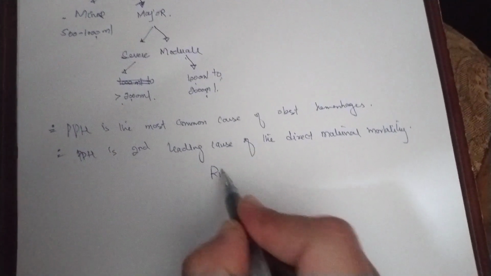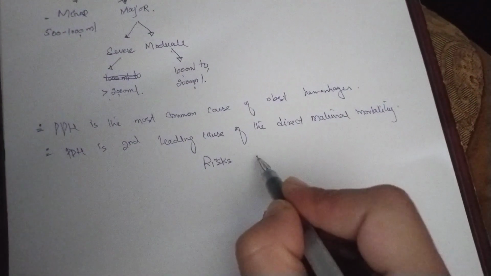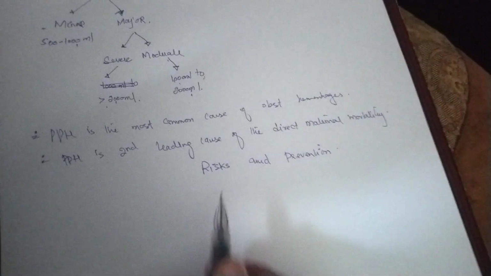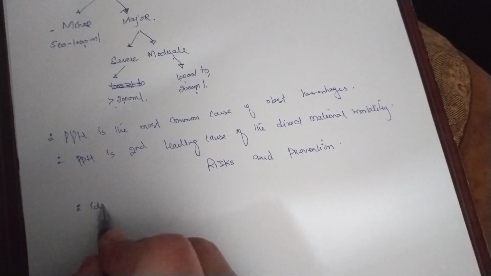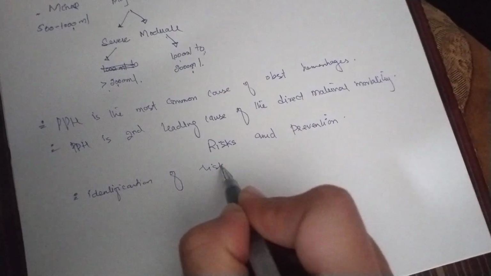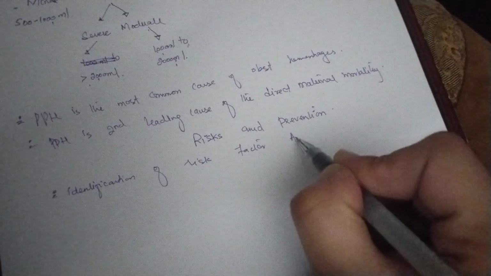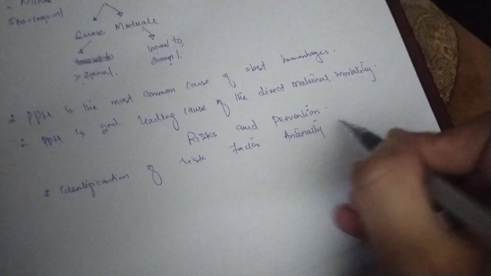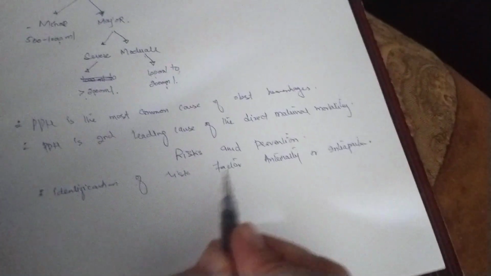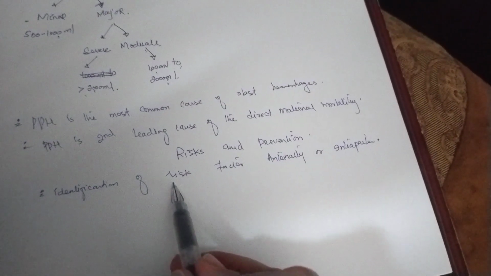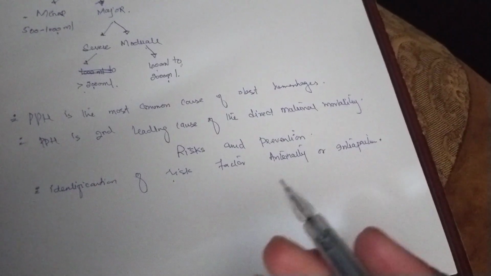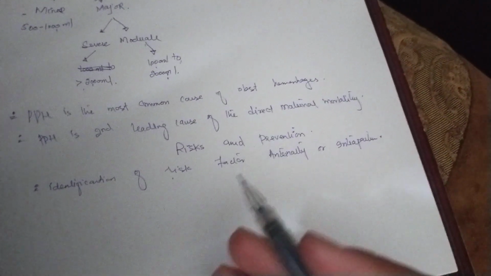Now, what are the risks and prevention? Okay, the identification of risk factors, either antenatally or intrapartum, is very important, because if we know about the risk factors, we can decide the place of the delivery. We can also decide on preventive measures we should take during the delivery or antenatally to prevent the PPH.